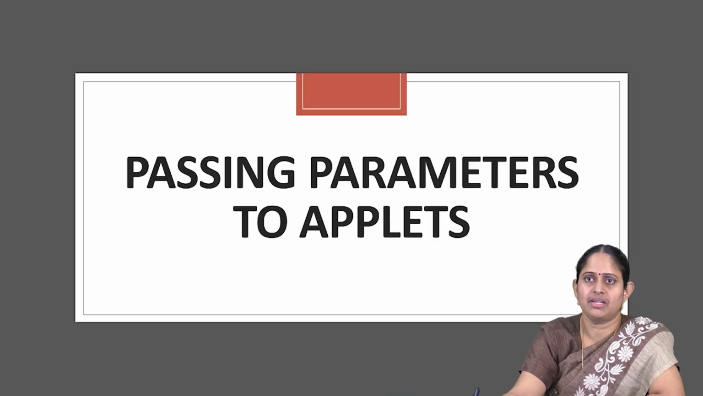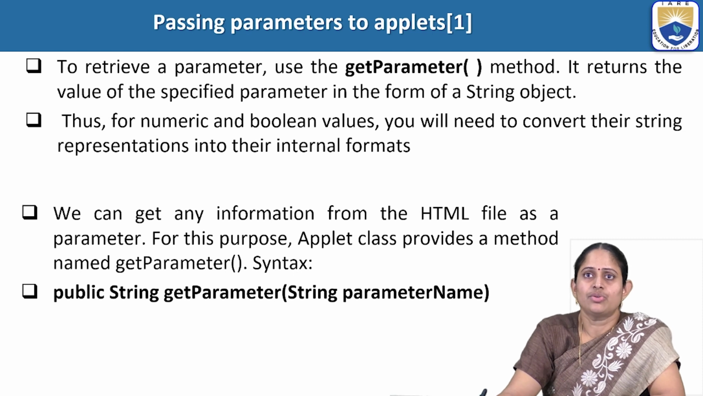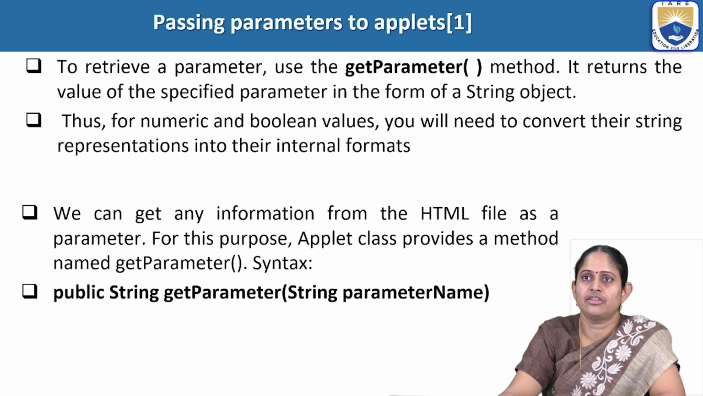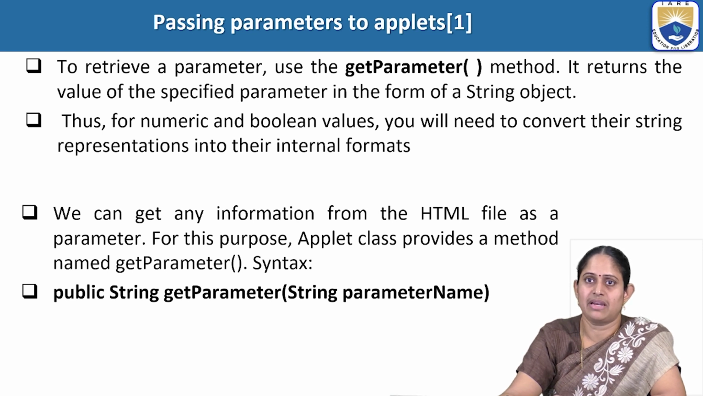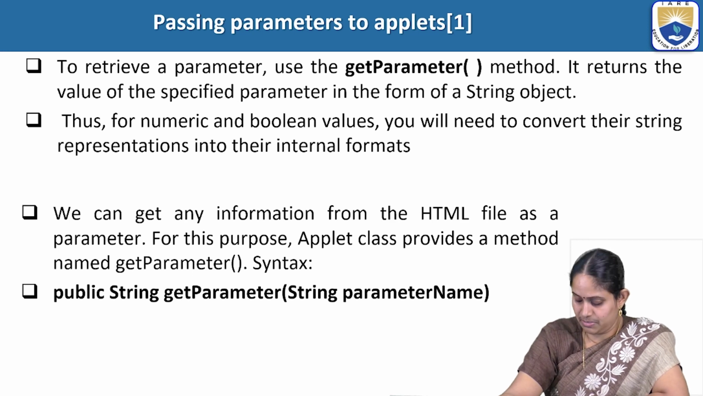Next is passing parameters to applet. To retrieve a parameter, we use the getParameter method. It returns the value of the specific parameter in the form of a string object. Thus, for numeric and Boolean values, you will need to convert their string representations to their internal formats. We can get any information from the HTML file as a parameter. For this purpose, the applet class provides a method called getParameter. The syntax is public String getParameter(String parameterName).